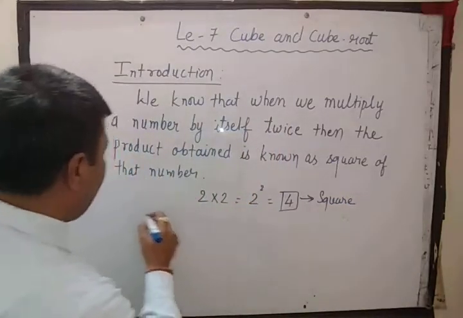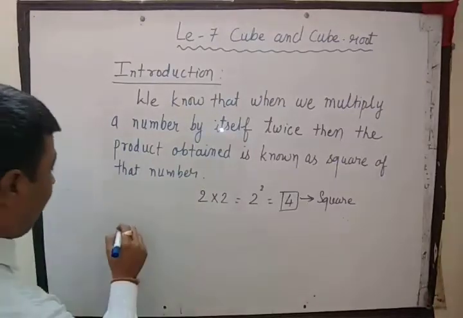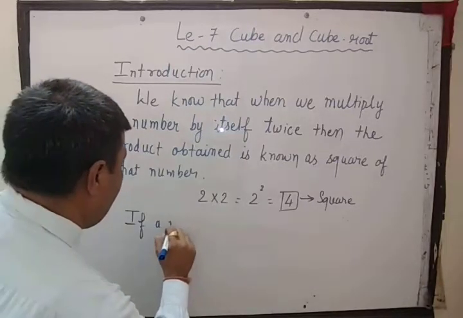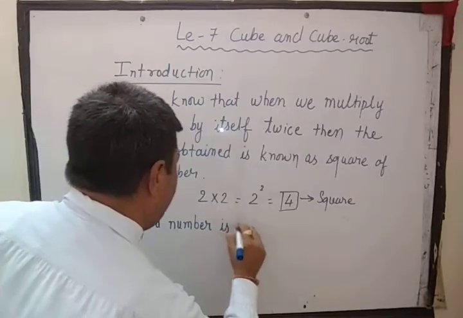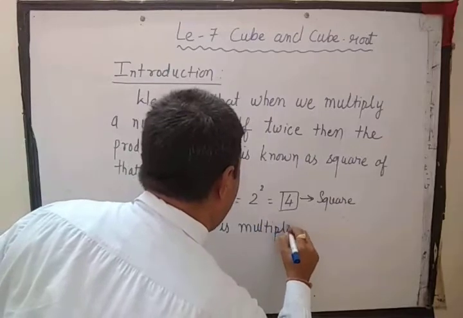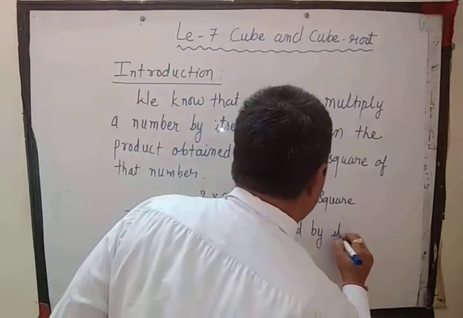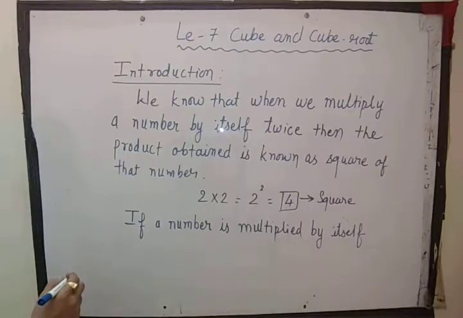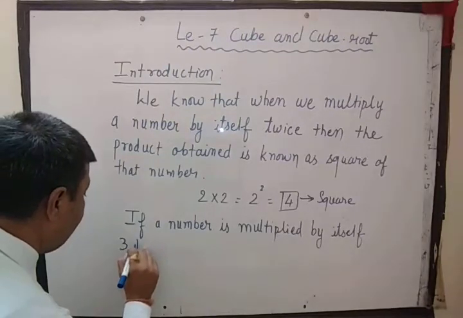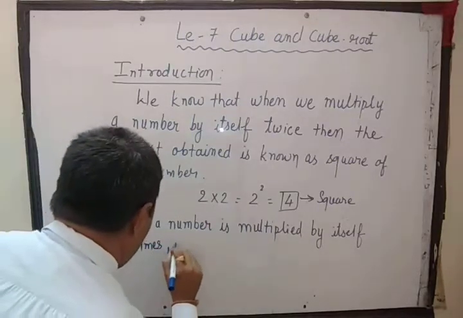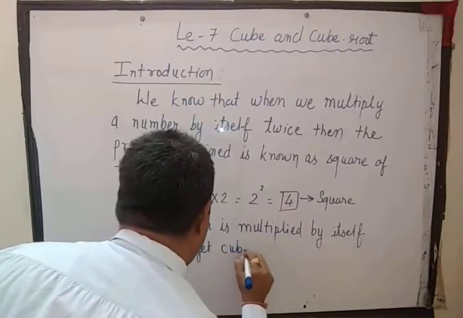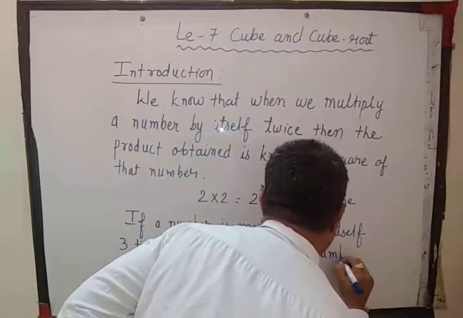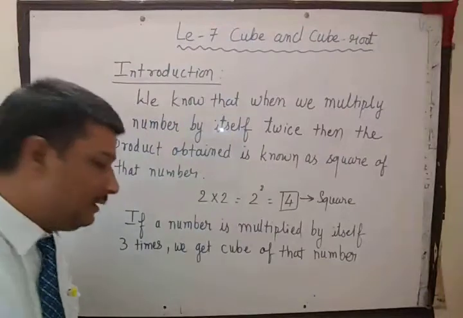Okay, same way, if we multiply 3 times, we have to learn that similarly, if a number is multiplied by itself, how many times? 3 times. Then we get the cube of that number. Let us see an example of this.